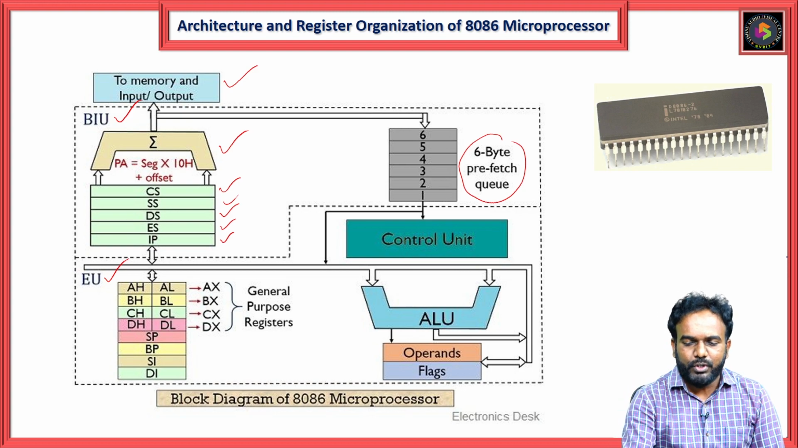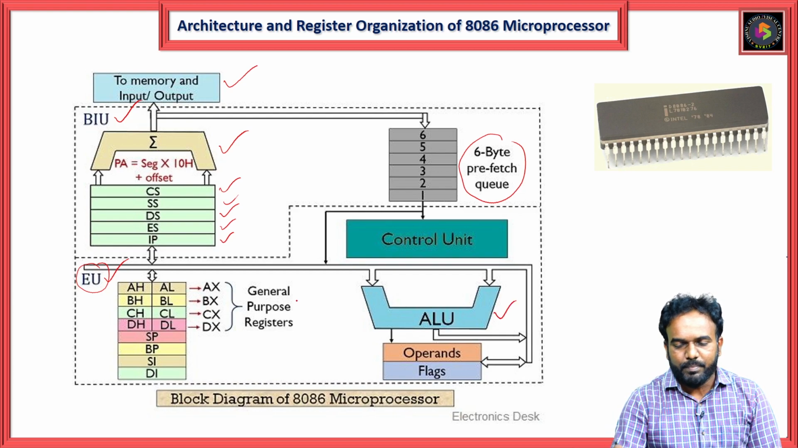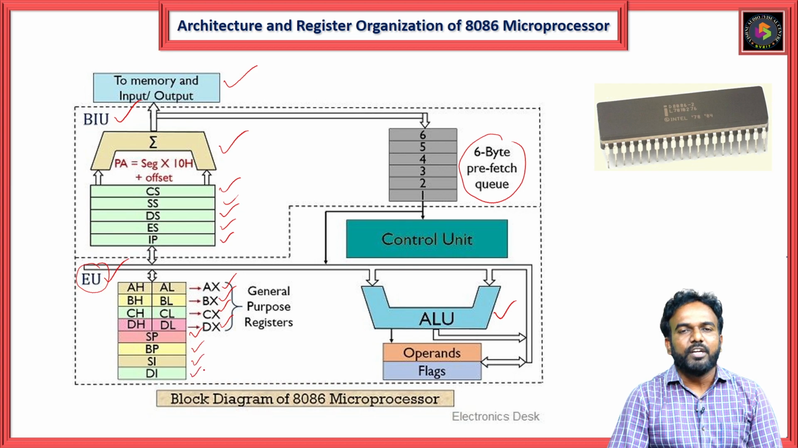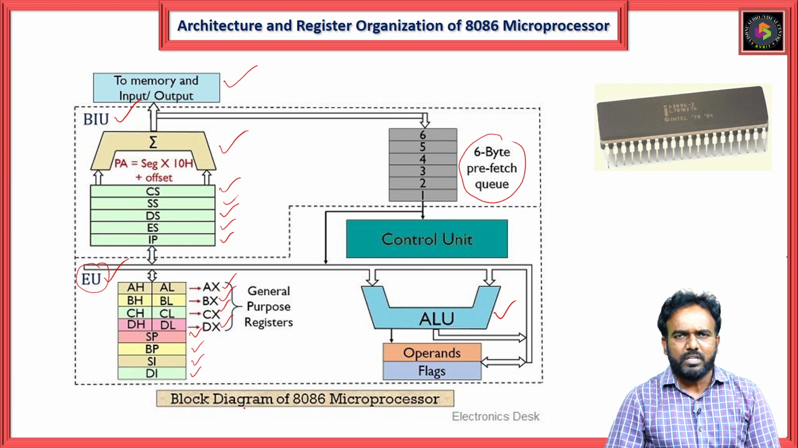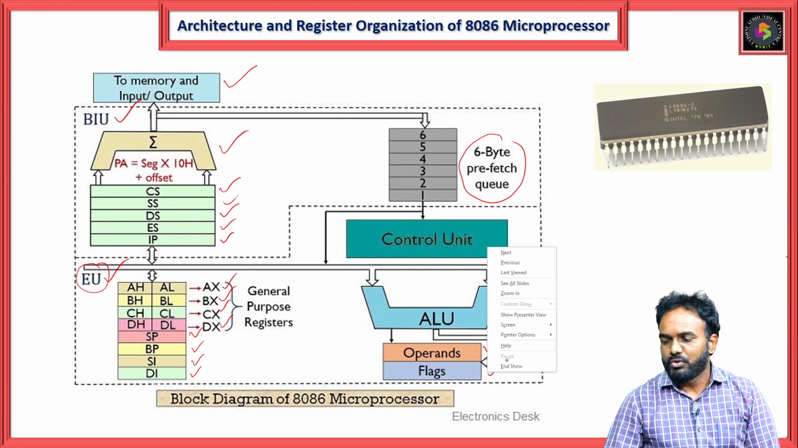Coming to the execution unit, it mainly contains the ALU, the arithmetic and logic unit, and some general purpose registers like the accumulator, base register, counter register, and data register. Along with that, some pointer and index registers are available: stack pointer, base pointer, source index, and destination index. It also contains some operand space, and to know the status of the operation, some flags are also available.